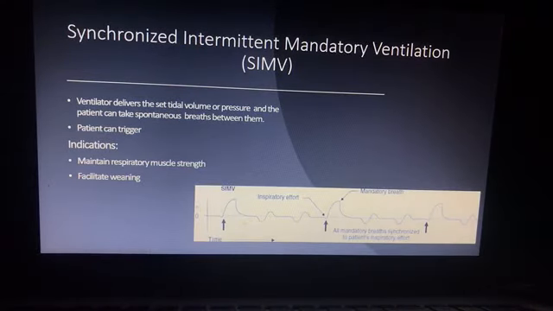SIMV. The ventilator delivers the set tidal volume or pressure and the patient can take spontaneous breaths between them. The patient can trigger. Indication: maintain respiratory muscle strength, facilitating weaning.